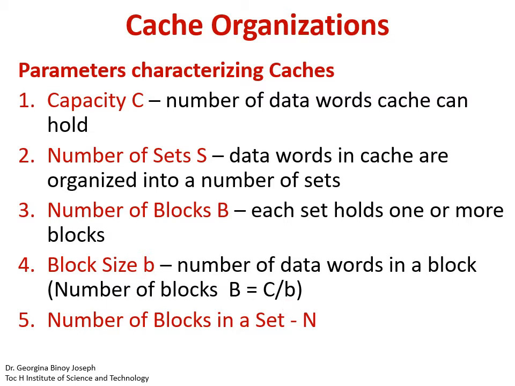The number of blocks in a set is called N. So there's a difference. The number of blocks B is inside the cache. Totally how many blocks are there? That is given by the cache capacity divided by the block size. Inside each set, how many blocks are there? That is given by the parameter N.